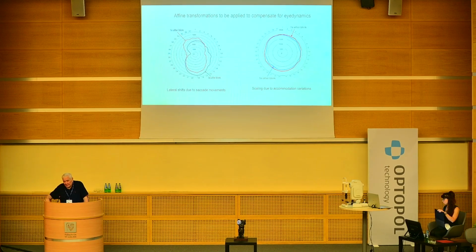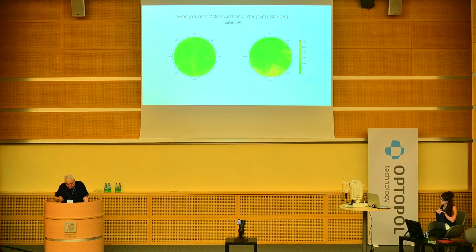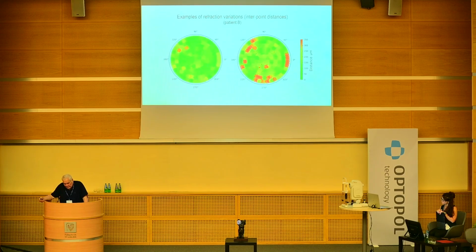You make the transformation of the coordinates, so you move the total picture, for example, in case of saccades, and you change the scale. It's a very simple operation for mathematics, and as a result, you get the diagrams of how your refraction is changing in time. These two examples.